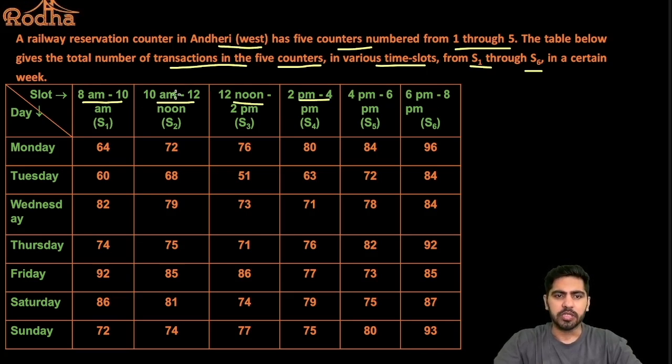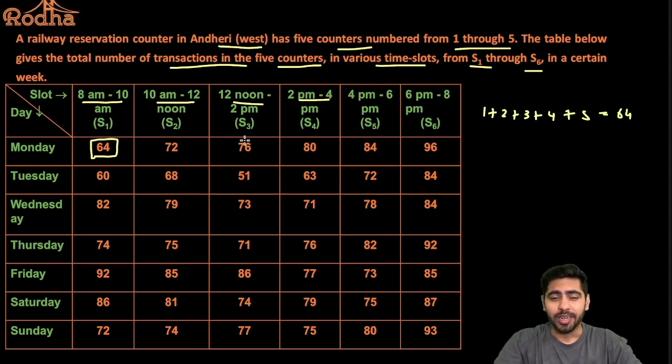And these values here are the sum of all the transactions across the 5 counters. For example, the number of transactions across counters 1, plus 2, plus 3, plus 4, plus 5 on Monday in the slot 8 a.m. to 10 a.m. is nothing but 64. So this gives you the total. It does not give you the individual counters, right?